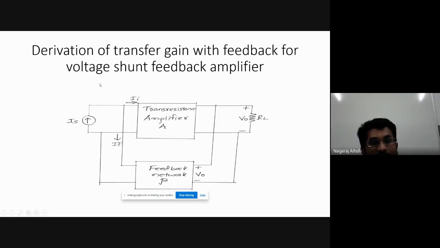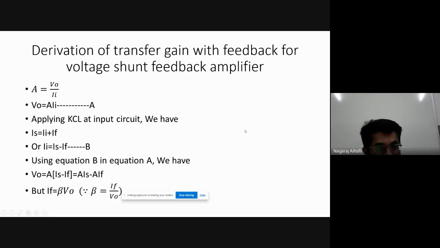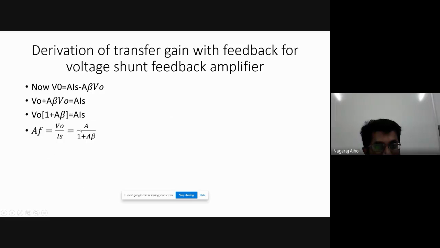Then we also derived the transfer gain of the voltage shunt feedback amplifier with feedback, which is given by A divided by 1 plus A beta. Both for the voltage series and voltage shunt feedback amplifiers, the gain equation AF is given by A divided by 1 plus A beta.